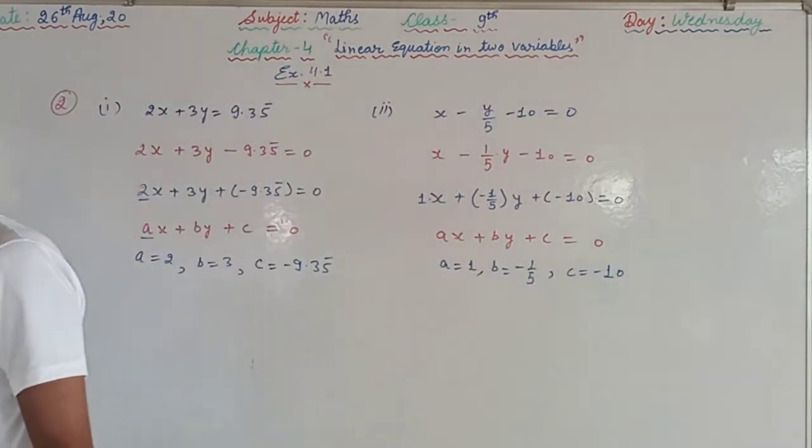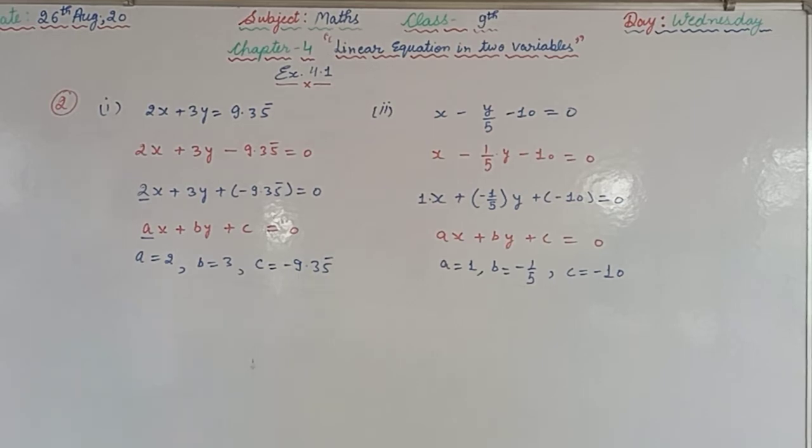Like this we are supposed to reduce the given equation to the standard form. After writing in the standard form, we are supposed to compare the coefficients with the coefficients of the standard form, that is a, b and the constant term c, and we can find out the values of a, b and c. So this was question number 2. In this way exercise 4.1 is complete.